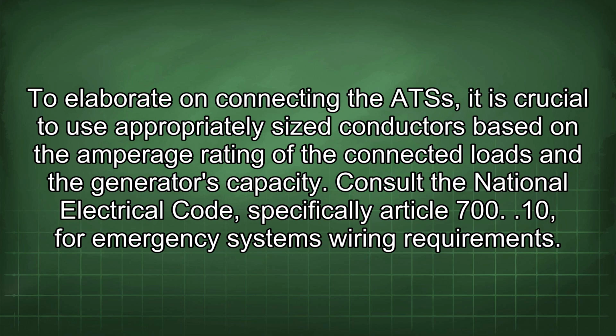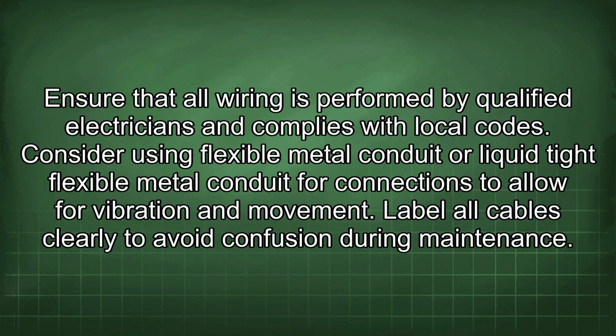the amperage rating of the connected loads and the generator's capacity. Consult the National Electrical Code, specifically Article 710, for emergency systems wiring requirements. Ensure that all wiring is performed by qualified electricians and complies with local codes. Consider using flexible metal conduit or liquid-tight flexible metal conduit for connections to allow for vibration and movement. Label all cables clearly to avoid confusion during maintenance.